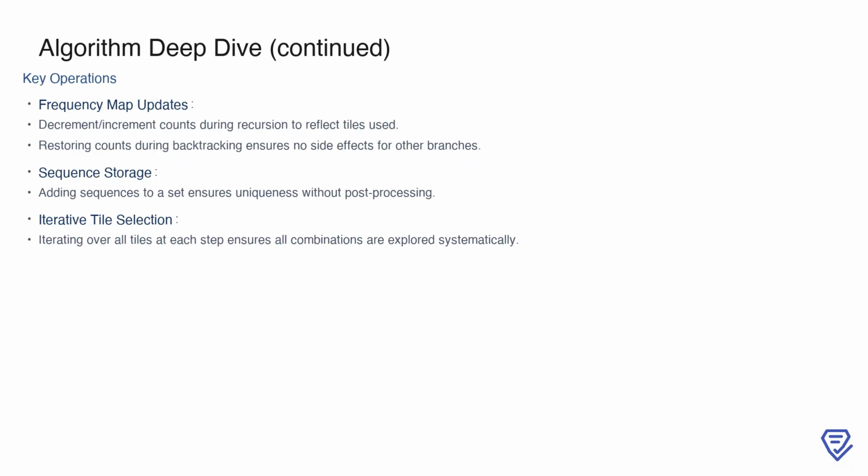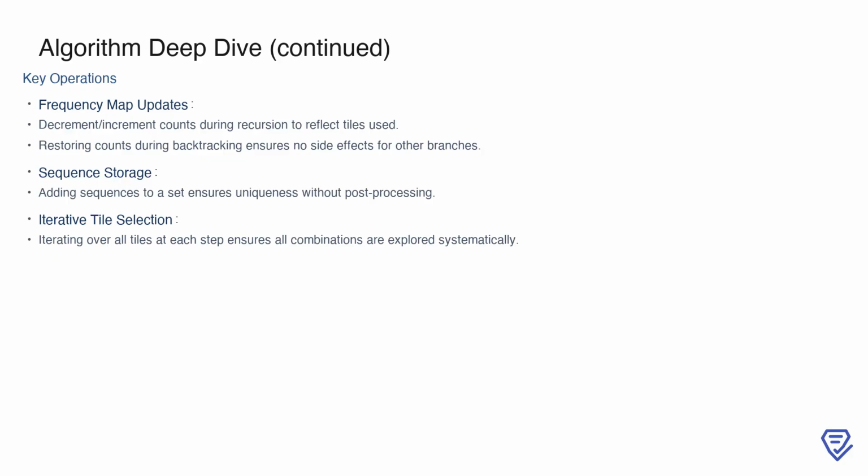Now let's focus on the key operations that drive this algorithm. First, the frequency map is updated dynamically during recursion. When a tile is added to the sequence, its count is decremented, and when we backtrack, the count is restored. This ensures that no side effects carry over to other branches of the recursion tree.